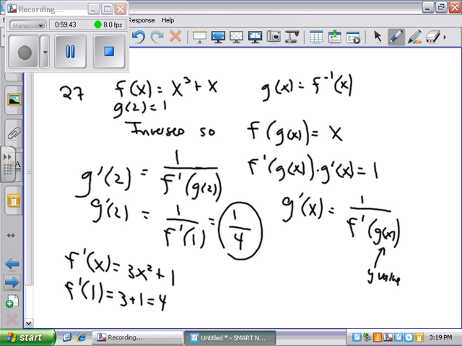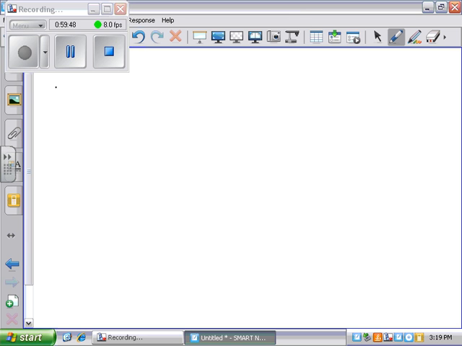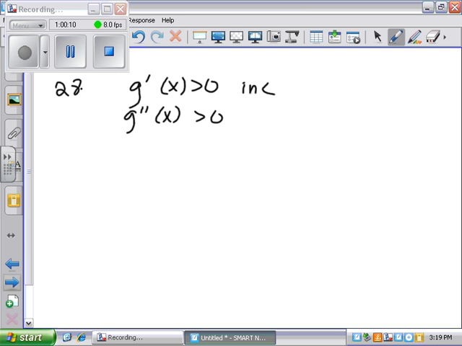Last question. This is a non-calculator. Let g be a twice differentiable function with the first derivative greater than 0. What does that mean? Well, the first derivative is always positive, so what does it mean about the function? It's increasing, okay? And the second derivative is always positive too, so it's always concave up. So g is some function that's increasing and concave up.